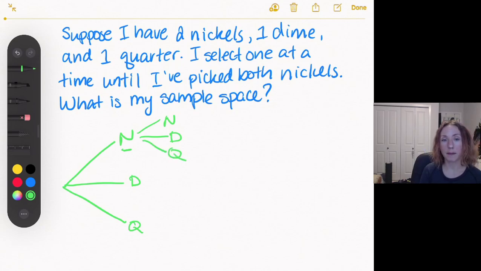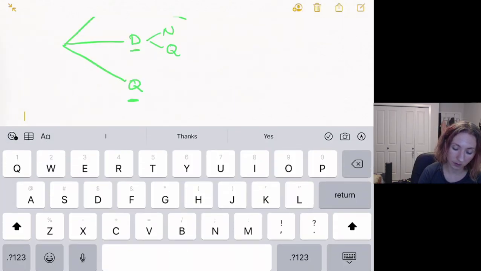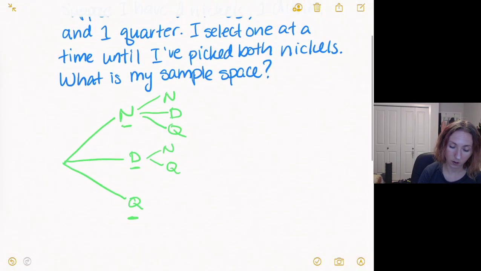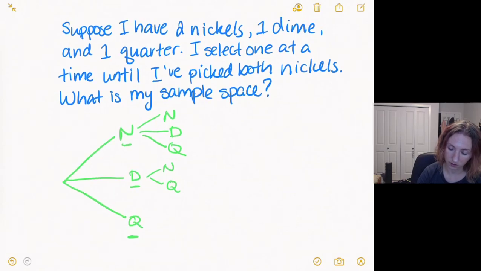But when I go to my next branch and pretend I've already removed a dime, what's left? I have 2 nickels and a quarter. So what could I possibly pick? I could pick a nickel or a quarter. And when I go to that third branch, I've picked a quarter. What's left? 2 nickels and 1 dime. So what could I possibly do? I could get a nickel, or I could get a dime.